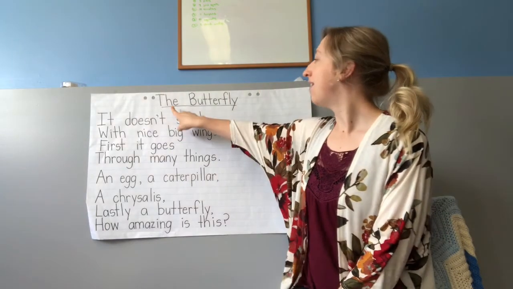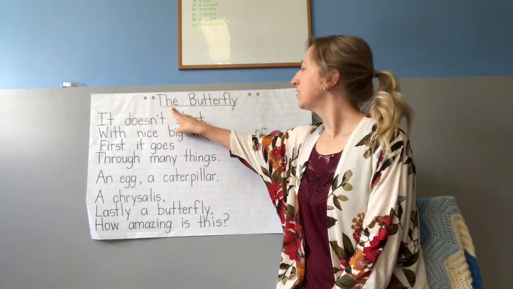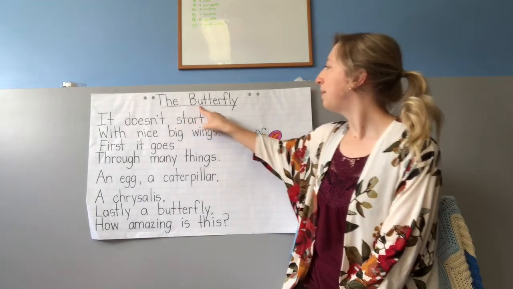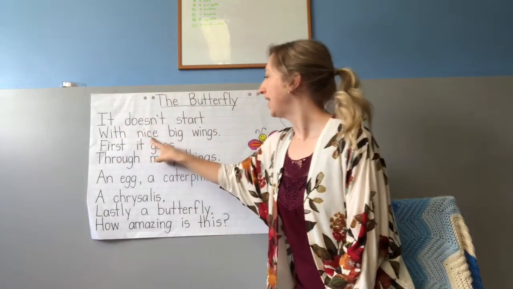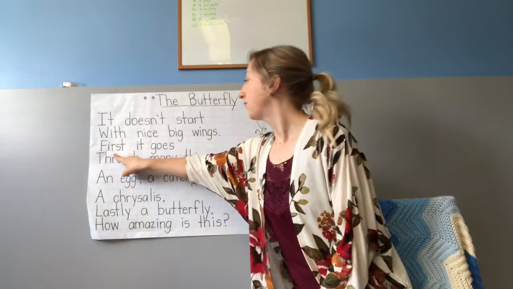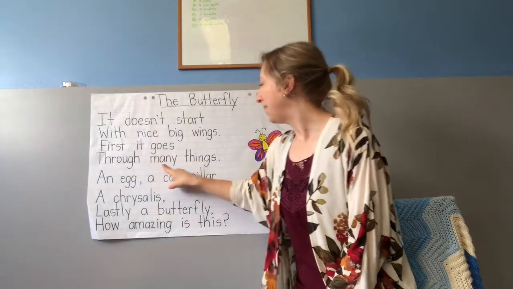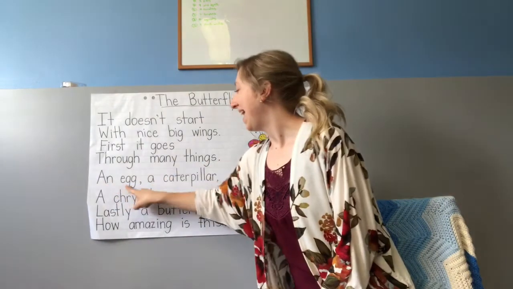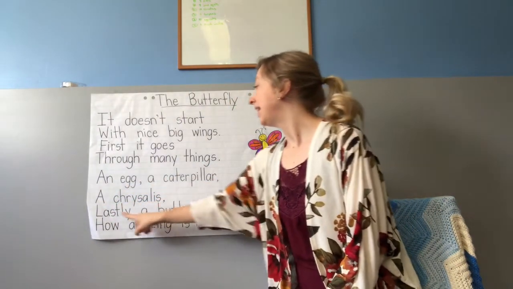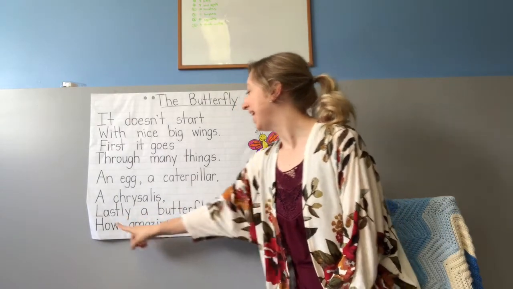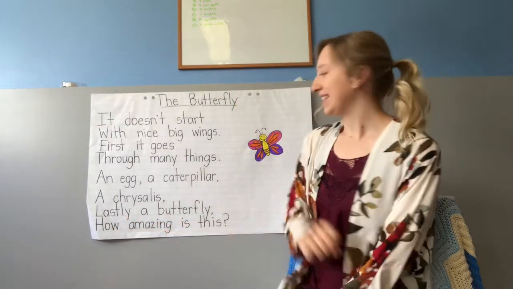Fingers up on the title. 3, 2, 1, The Butterfly. It doesn't start with nice big wings. First, it goes through many things. An egg, a caterpillar, a chrysalis. Lastly, a butterfly. How amazing is this?